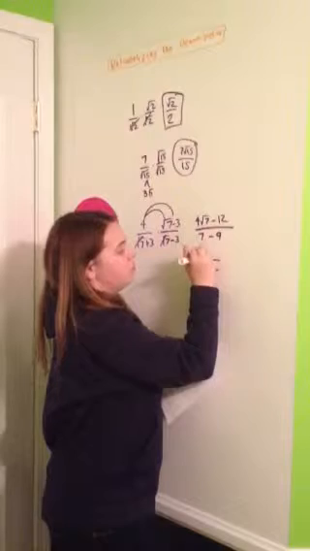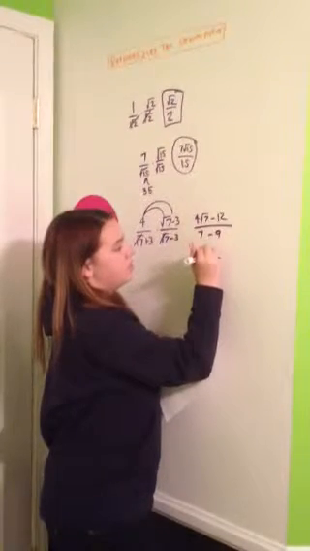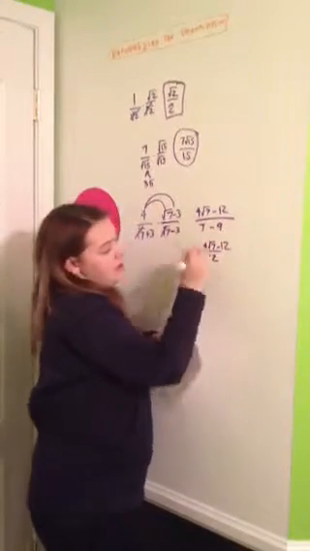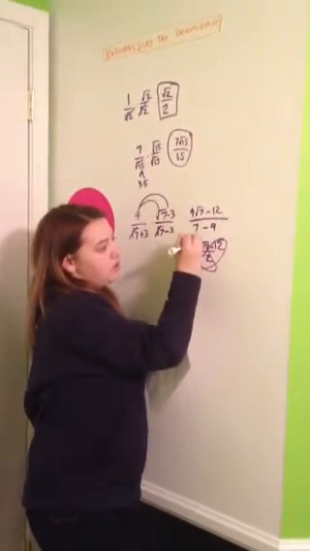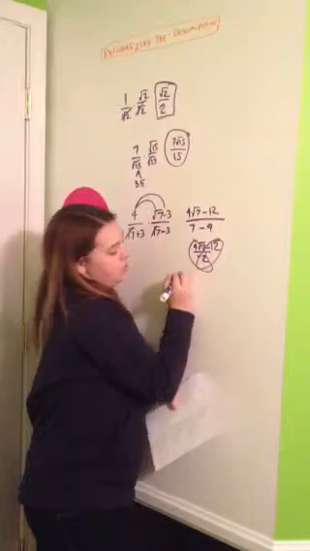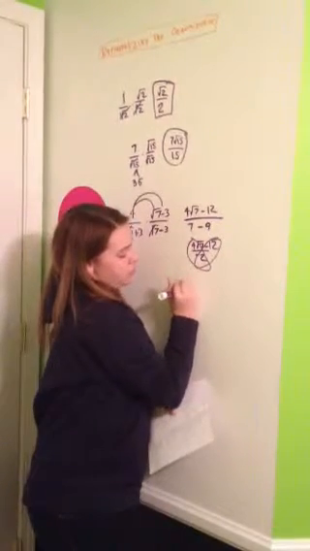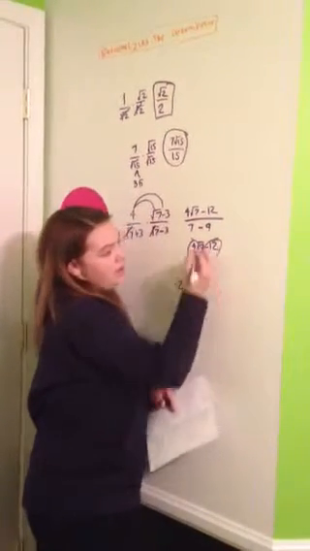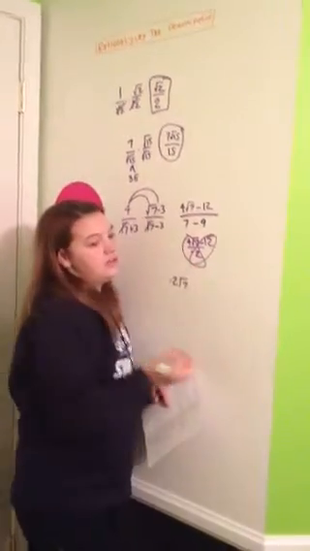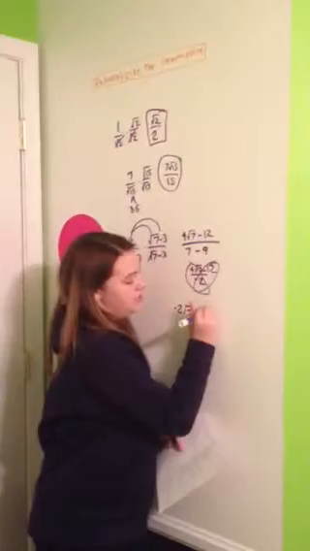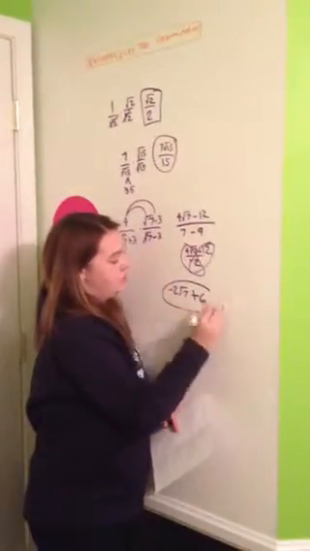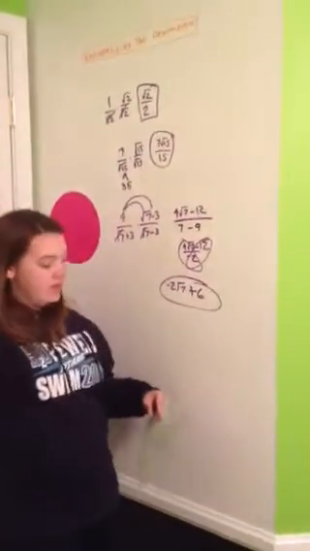So your new expression would be 4 square root of 7 minus 12 over negative 2. Now as you can see, you could simplify this even more. 4 divided by negative 2 would be negative 2 square root of 7. And negative 12 divided by negative 2, negative divided by negative is a positive, so you're going to have a positive 6. So your answer would be negative 2 square root of 7 plus 6.